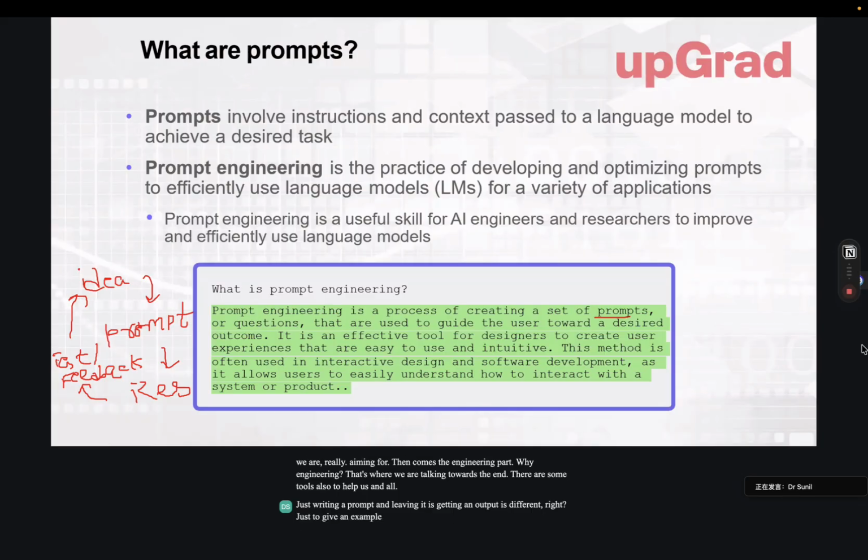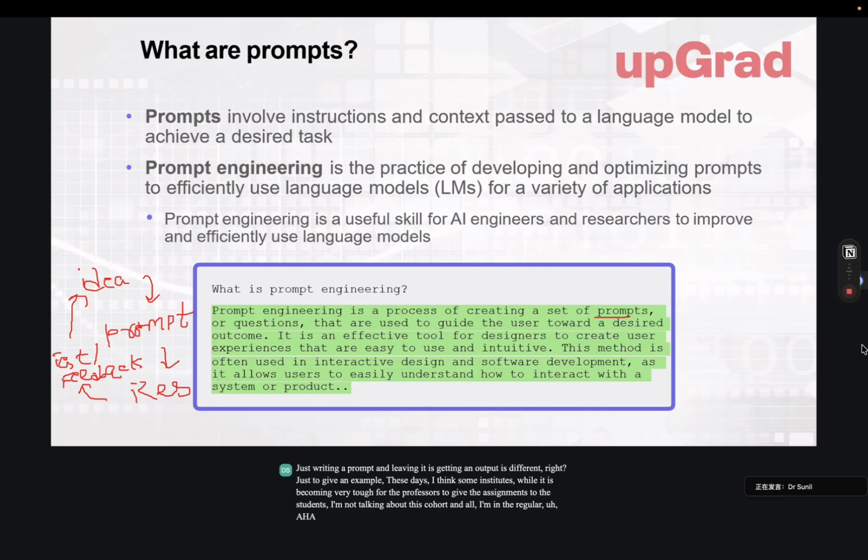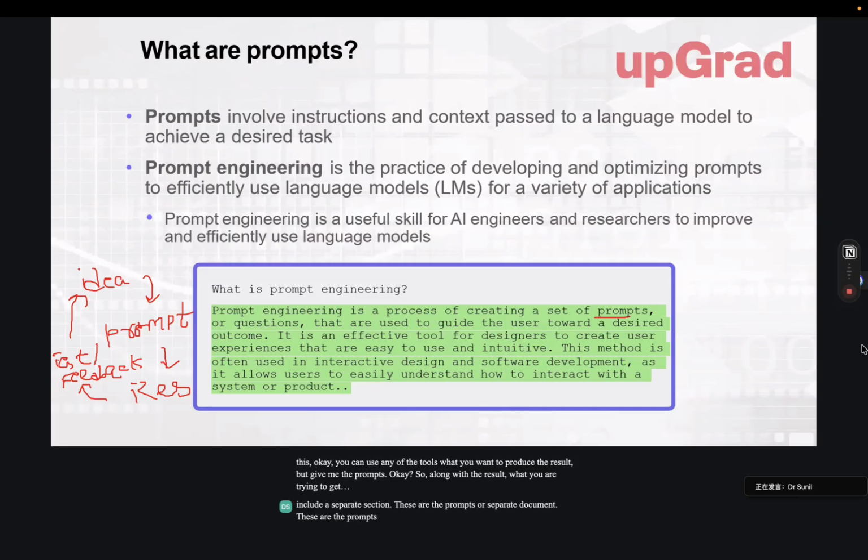Just to give an example, these days some institutes find it very tough for professors to give assignments to students. I'm not talking about this cohort, I mean regular engineering or MBA anywhere. So some institutes tried this: you can use any of the tools you want to produce the result, but give me the prompts. Along with the result, include a separate section or separate document: these are the prompts, these are the tools I used. The institute or the professor also needs to evaluate how well they are able to use this.